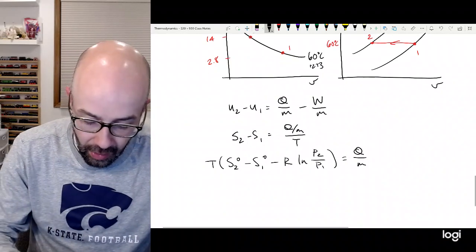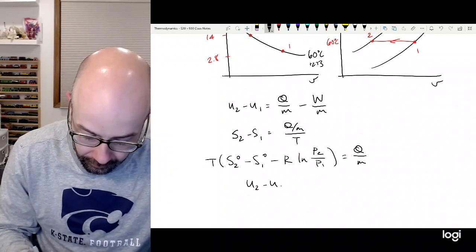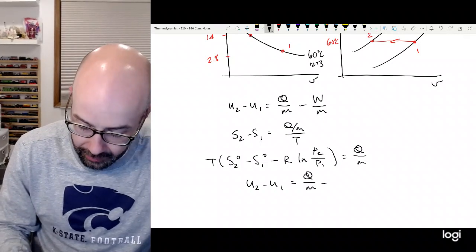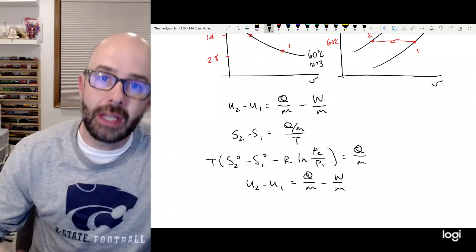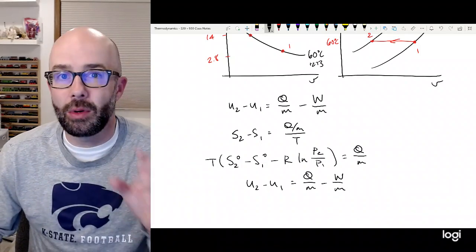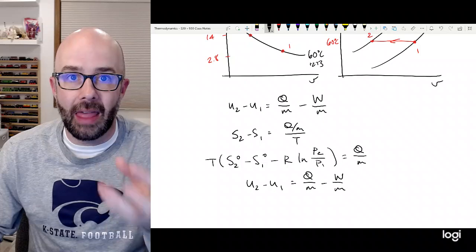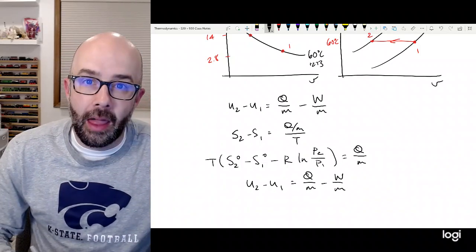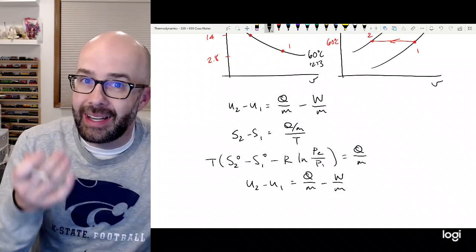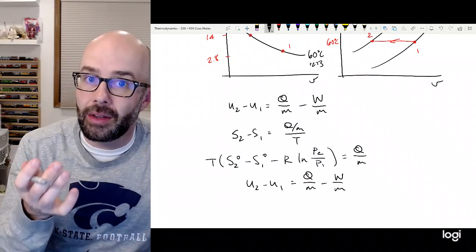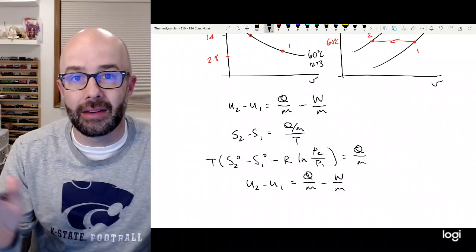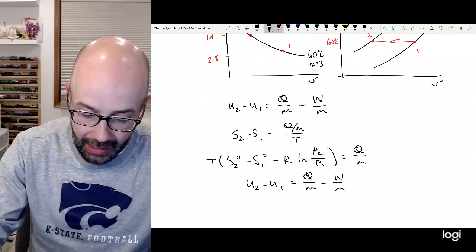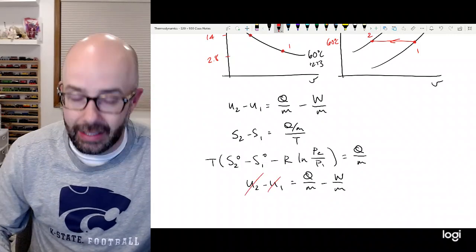Okay. Now for our U2 minus U1, which is Q over mass minus W over mass, there's something unique that happens in this problem. I'm going to give you a second to think. What is that unique thing that's going to occur here? The key here is that it's isothermal. Since it's isothermal, I know that for ideal gases you look up internal energies via the temperature, and so they're going to have the same internal energies. So U2 minus U1 is going to cancel.